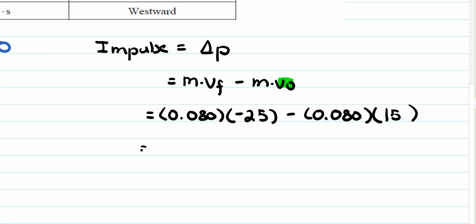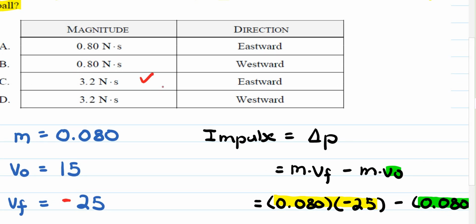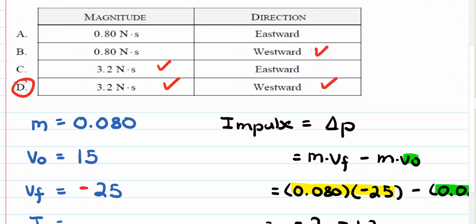Okay, so let's go ahead and calculate this. So if I calculate 0.08 by negative 25, we get an answer of negative 2, and then minus, and then if I times 0.08 by 15, I get 1.2. Okay, so this will be negative 3.2, and since we're talking about impulse here, let's just use the simple units newtons times seconds. All right, so the magnitude is 3.2, and this means that we are going in the west direction because of that minus sign. Okay, so if I go back to my options here, I guess we have 3.2, and we're going in the westward direction here, so the best option here is option letter D.